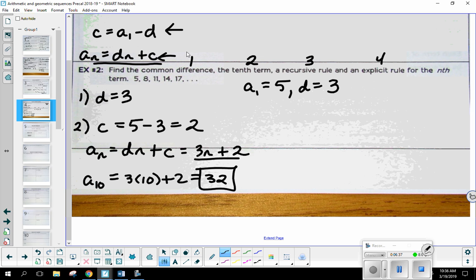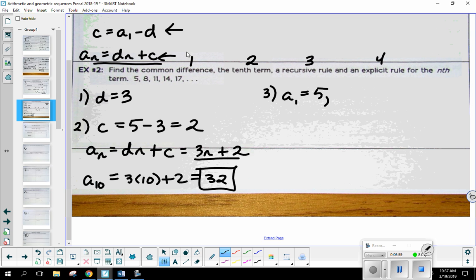Okay, now the third part, this is where we want to write the recursive formula. Well, if you're going to write a recursive formula, you always have to identify the first term, because this formula always works on the previous. So in order to find the second, I would need the first. In order to find the third, I would need the second, and so on. So the first term is 5.